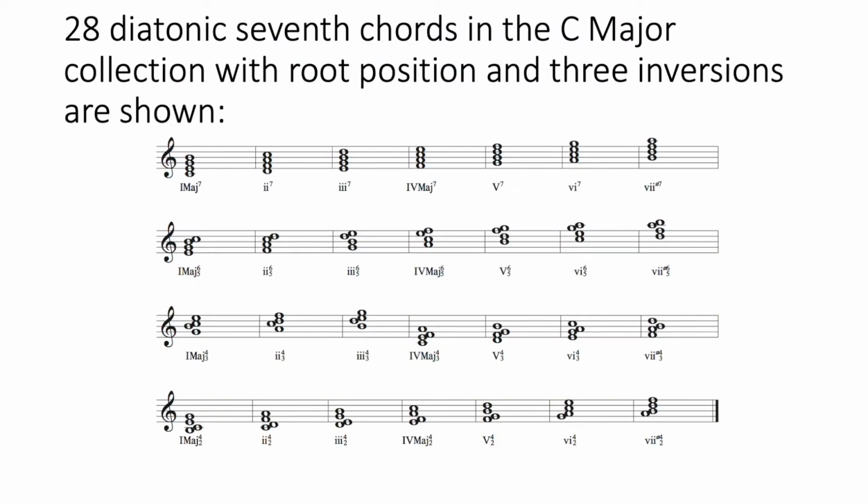Additionally, considering the inversions, we have a total of 28 diatonic seventh chords in every key. Here we have the C major collection with the root position and the 3 inversions.